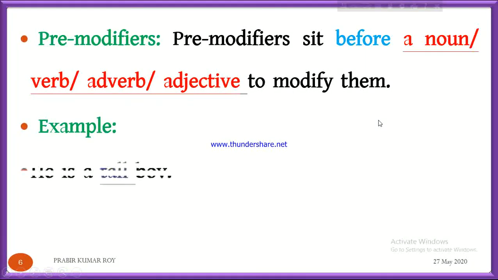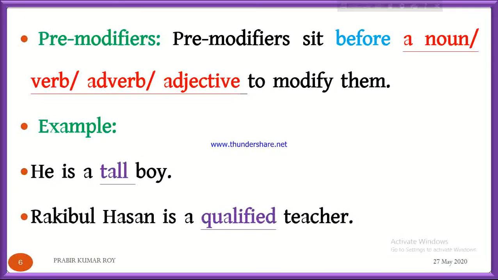Now look at the examples here. He is a tall boy. Rakibul Hassan is a qualified teacher. The boy is the noun here. Before the noun, there is an adjective, tall. The word tall gives some extra information about the noun. It modifies the noun. How is the boy? The boy is tall. So tall is the modifier.